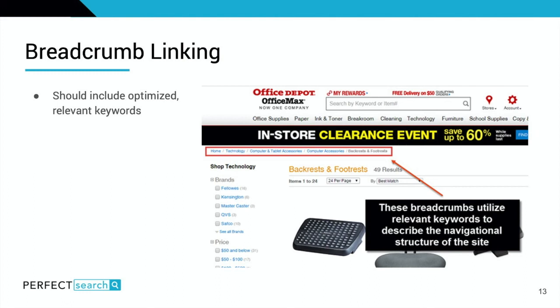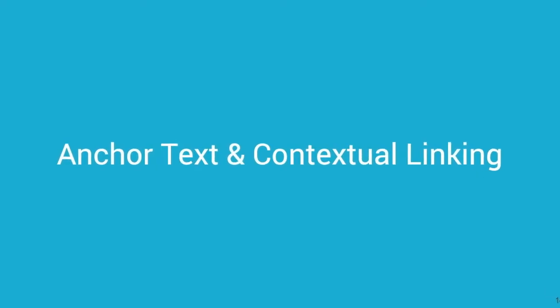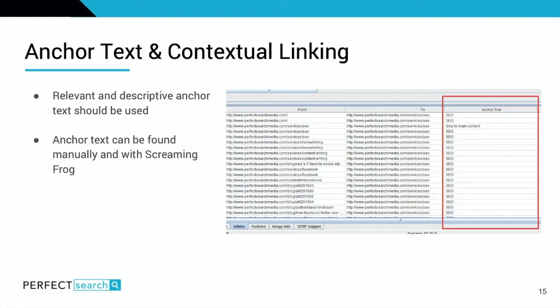So, rather than saying something like just click here, the text that you use in the anchor text should describe what the page is about. You want to make sure that you're using relevant and descriptive anchor text. Anchor text, if you're not sure, is essentially just the text that you see when you click on the link. And a really good way to do this is by just checking it manually, or you can also use Screaming Frog to find all of the anchor text for all of the links on a page at once.